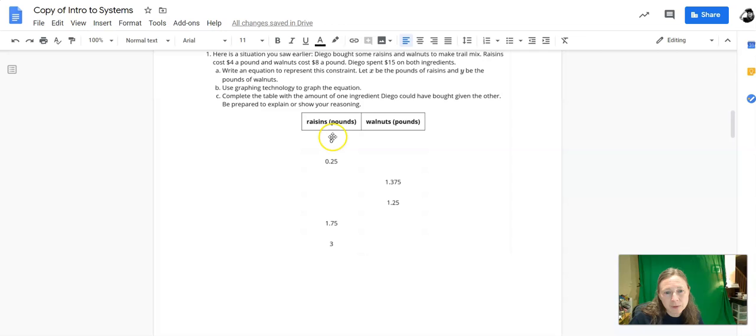So in the first situation here, if we bought 0 pounds of raisins, let's say we spent all of our money on walnuts. This is going to be a really awful trail mix, but it's Diego's trail mix. So at $8 a pound, if we want to get to 15, then what we would do is 15 divided by 8, and that would be 1.875 pounds of walnuts.